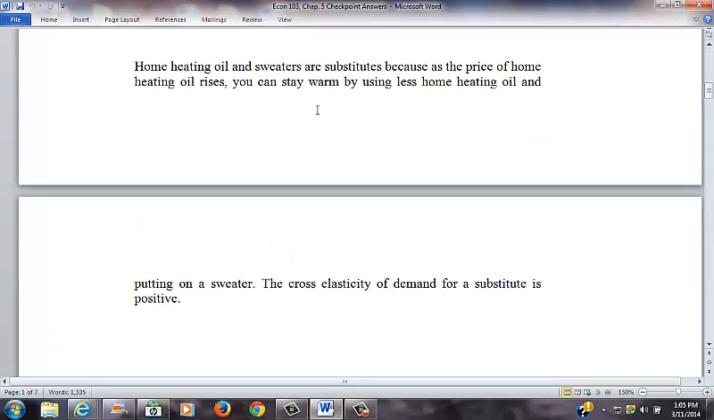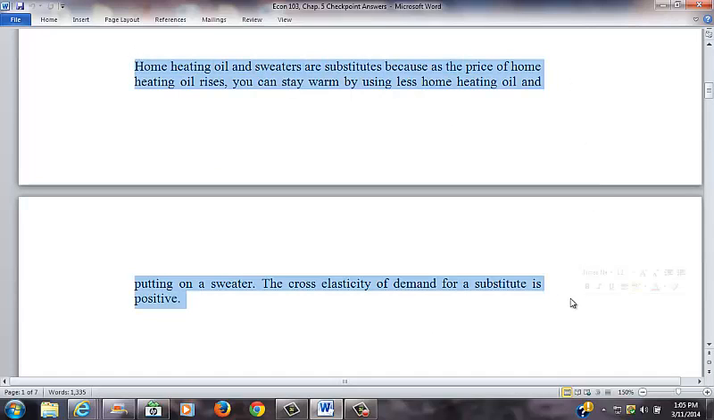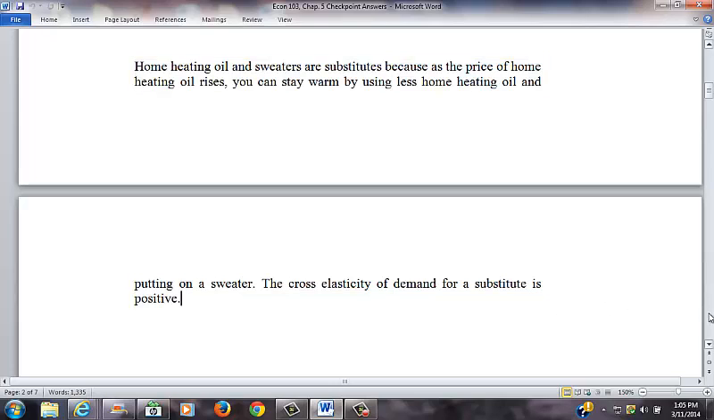Home heating oil and sweaters are substitutes because as the price of home heating oil rises, you can stay warm by using less home heating oil and putting on a sweater. The cross elasticity of demand for a substitute is positive.